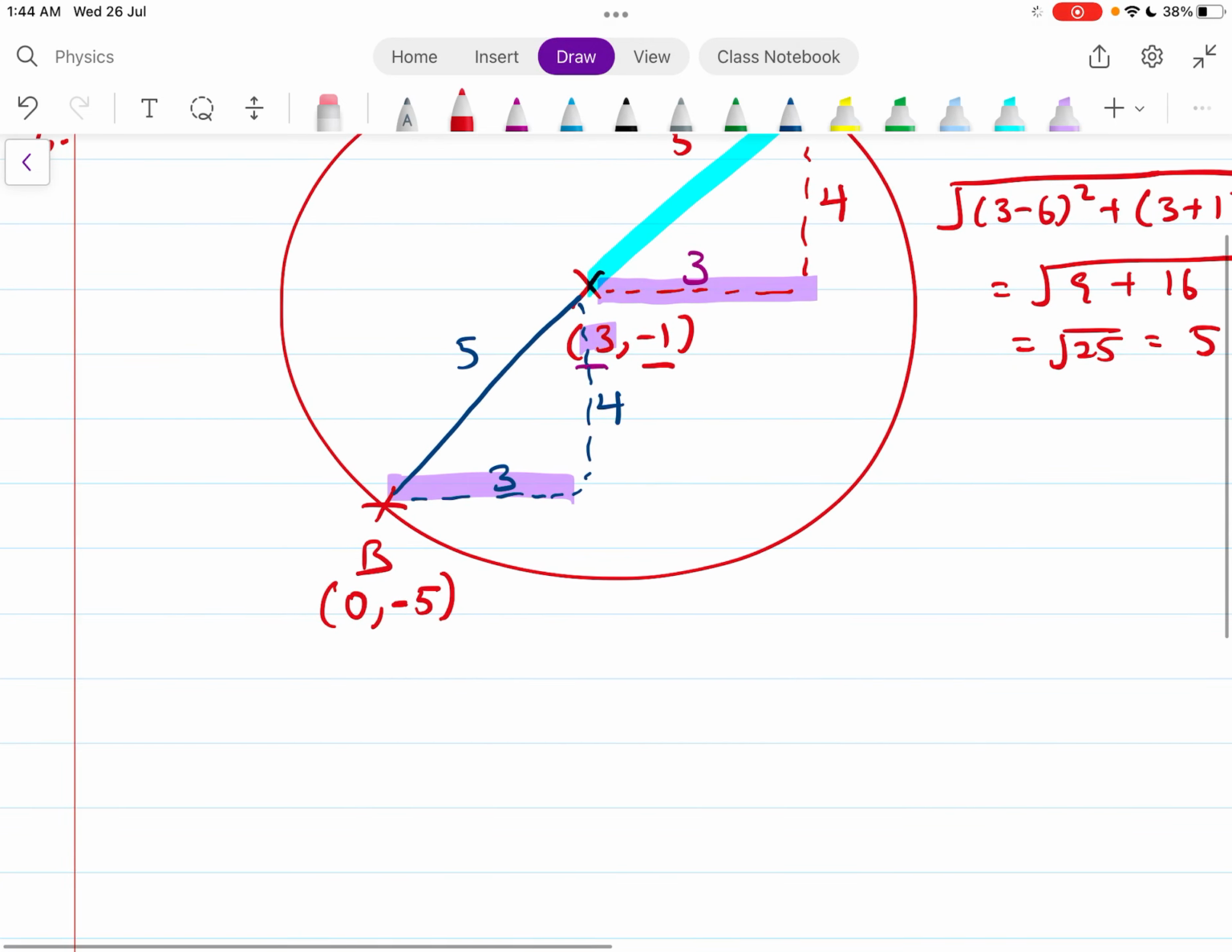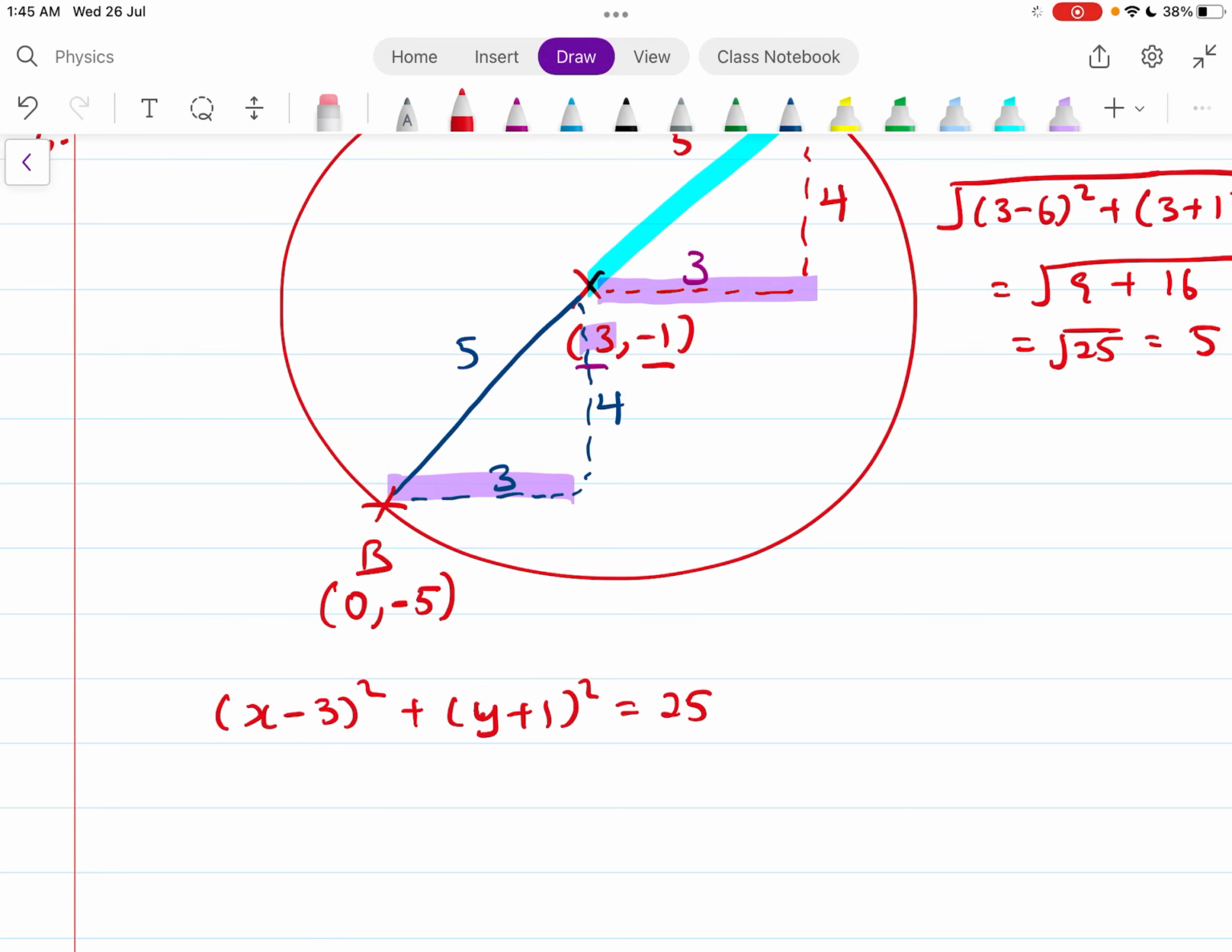Okay, for part 2, that's the simple one. So part 2, you want to find the equation of the circle, right? You simply just put (x minus 3) squared plus (y minus -1) squared, right? So it's (y plus 1) squared, equal to 5 squared, so it's 25. So that's for part 2.